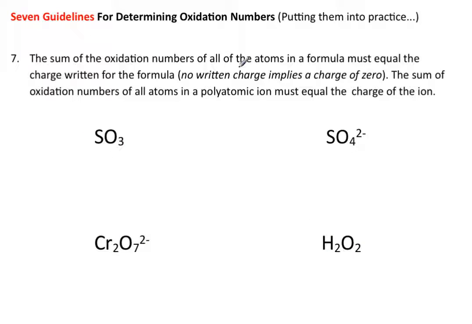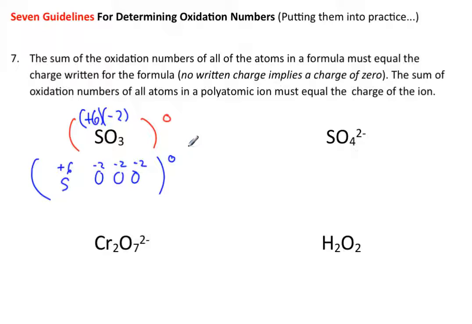The sum of the oxidation states of all atoms in the formula must equal the charge written for the formula. No written charge implies 0. The sum of the oxidation states of all atoms in a polyatomic ion must equal the charge of the ion. So this is basically what we've been going through. So oxygen gets its charge of -2. That -2 is applied to 3 oxygens. Each one is -2. The overall charge of sulfur trioxide is 0. So 3 times -2 plus some number for sulfur must add up to 0. So that oxidation state is +6. So +6 for sulfur.